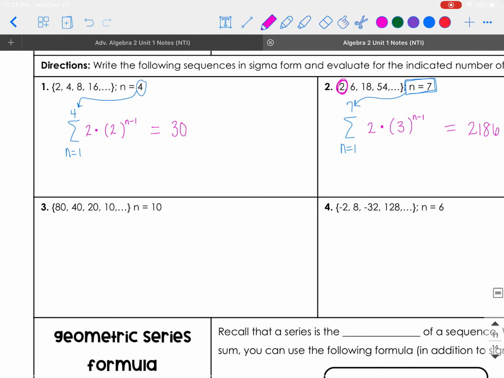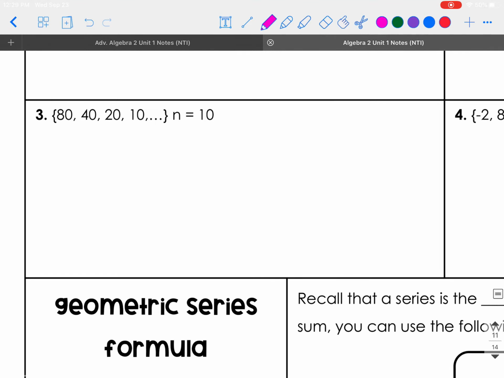All right. Number 3, if you kind of have caught on and you think you could do it, pause the video and try this next one out by yourself. So sigma always has n equals 1 on the bottom. The number that goes on top is 10. And then A1 is 80.